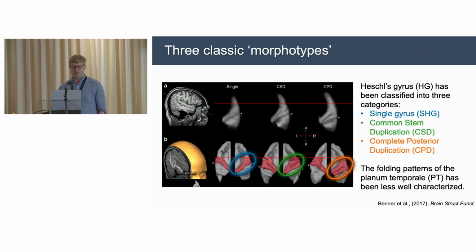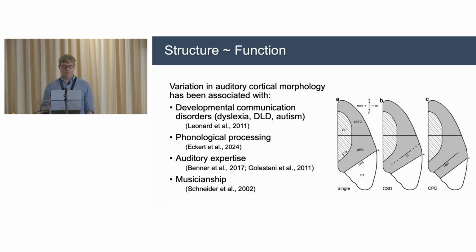Classically, neuroanatomists have grouped the variation in the human superior temporal plane into three broad categories: a single Heschl's gyrus that runs medial-laterally along the superior temporal plane, a common stem duplication where you start with one gyrus in the depth of the Sylvian fissure that breaks apart into two like a Y shape, and a complete posterior duplication where you have two Heschl's gyri that run the full mediolateral extent. But even knowing these categories, if you look at individual variation, it's tricky.